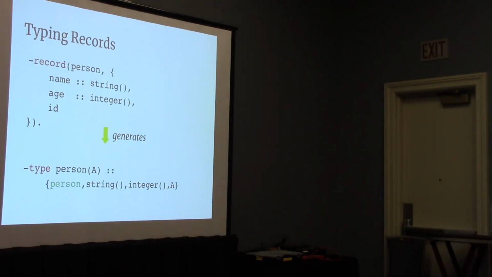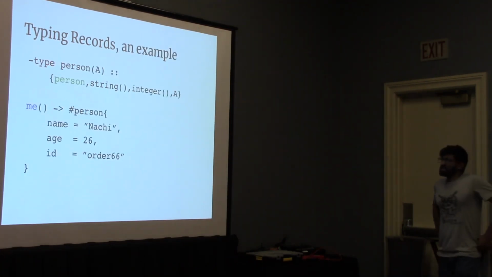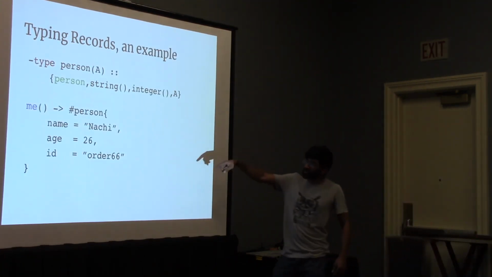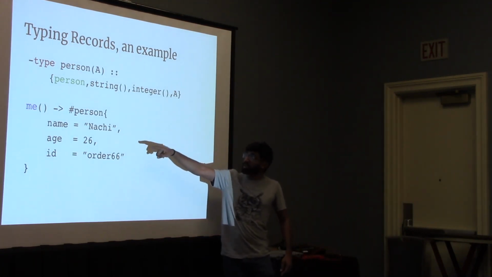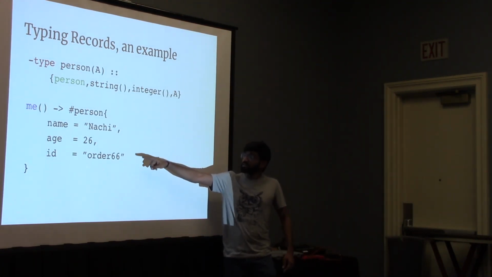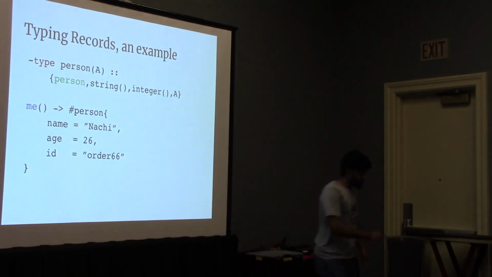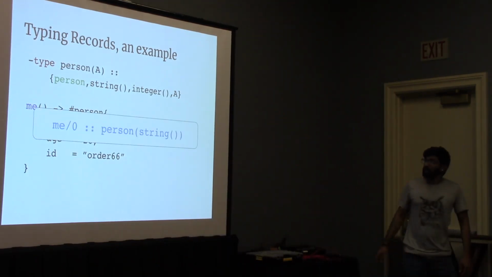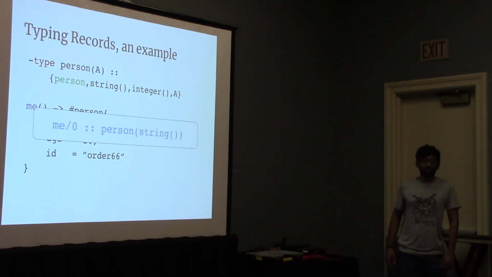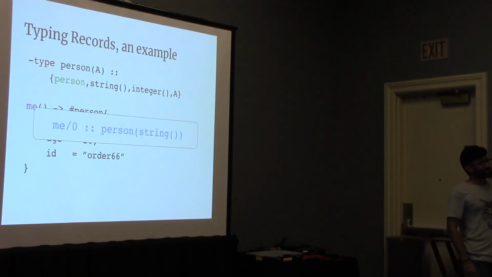So in practice, what this means is that if you have an expression such as this, with name which matches the expected type, age which matches the expected type, and ID is a string, A gets instantiated with string, and the type of this expression is person string. Yeah, now I'm done. Thank you.